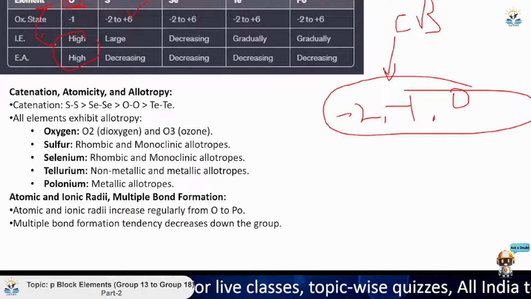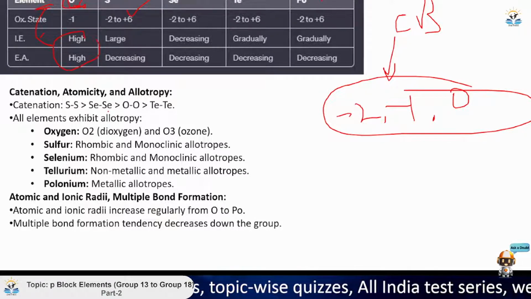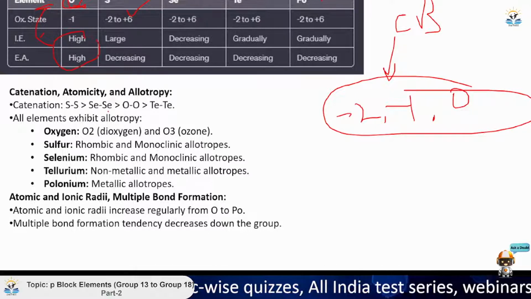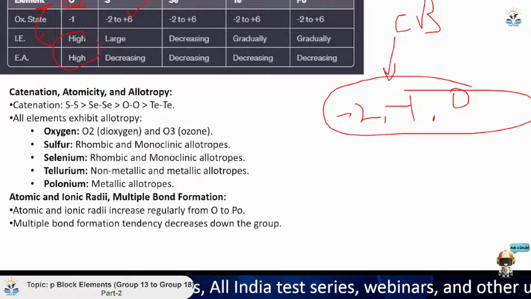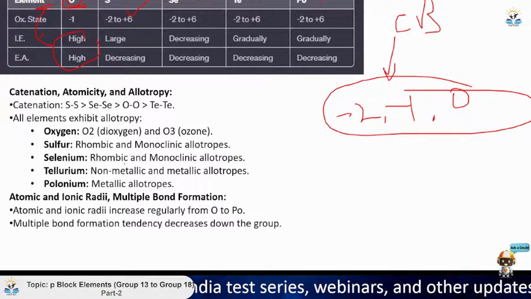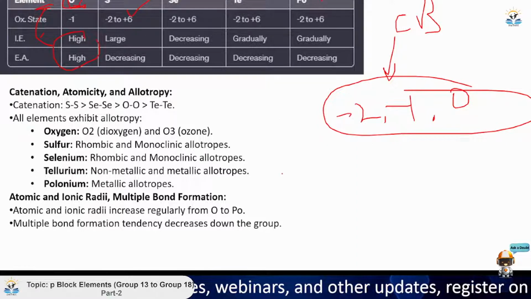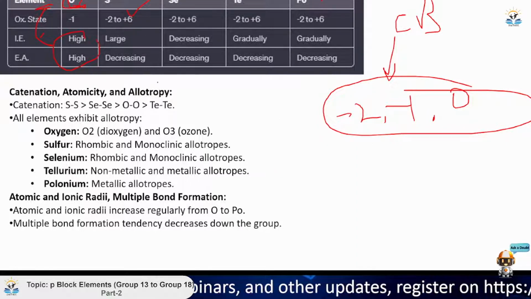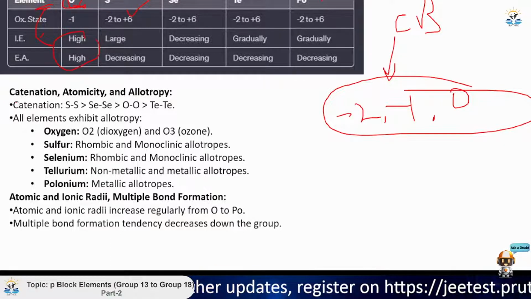And if we see, they show allotropy. Allotropy is basically multiple forms, in a very layman's way. And you have O2, O3, rhombic and monoclinic sulfur, rhombic and monoclinic selenium, and everything. And just remember that these elements even have a tendency of catenation.